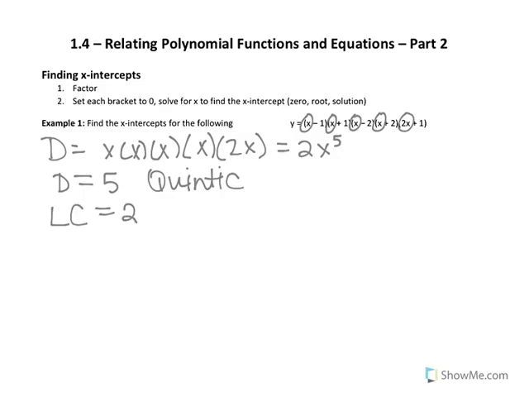And our leading coefficient is 2, which makes it positive. So because it is an odd function, it's going to start in quadrant 3 and end in quadrant 1. So we're just going to imagine that. We know it's going to start here and end here.